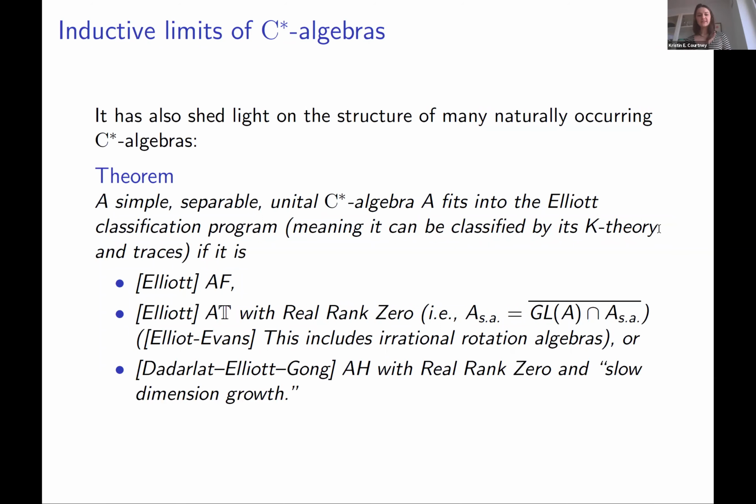And another class, going back to the AH, is the AH C-star algebras with real rank 0 and slow dimension growth. This refers to the dimension of the Hausdorff space X with which we defined the inductive systems. And slow dimension growth is basically exactly what you need to stave off the counterexamples from Andrew Toms for the classification program.